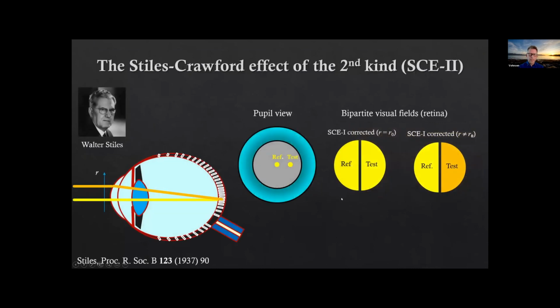There is also a related effect discovered by Stiles, also in 1937, where as he was compensating the Stiles-Crawford effect of the first kind, he noted that when he compensated the brightness of the reference and the test for two different entrance points, this is what you have in the retina. You have a bipartite field, a left and a right side, and you're comparing the brightness of the left and the right. When you do the perfect match and the test is not entering through the same point in the pupil as the reference, then there is a slight change in color or color hue. This is the Stiles-Crawford effect of the second kind, which has really, I would say, escaped detailed understanding, except that maybe it has to do with self-screening.